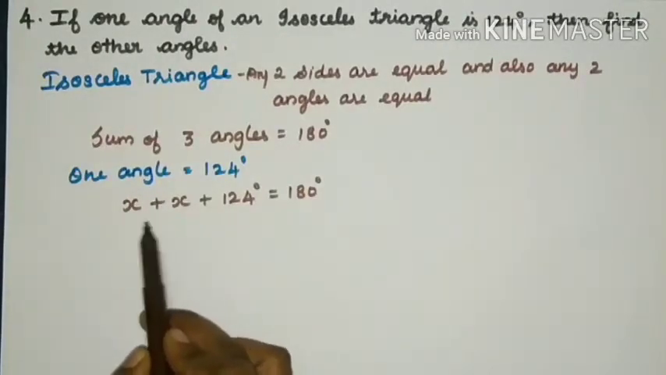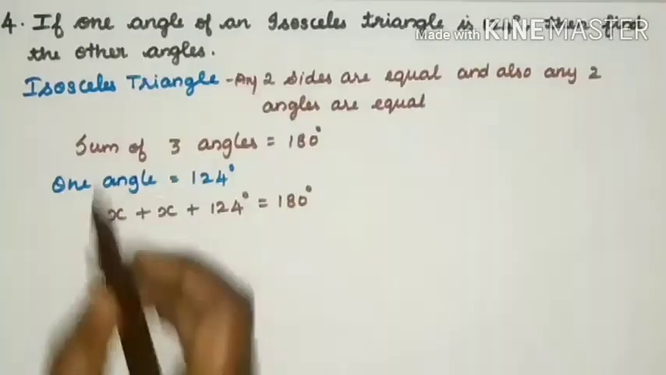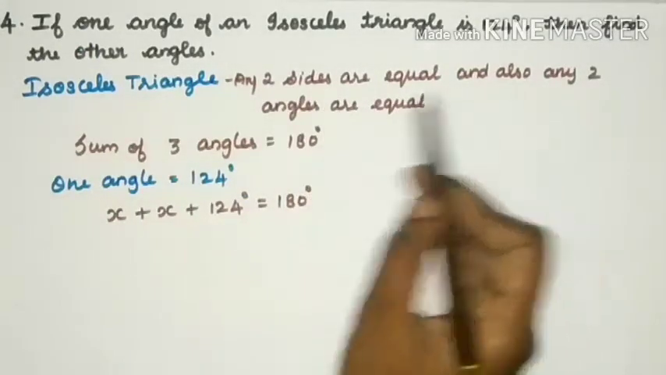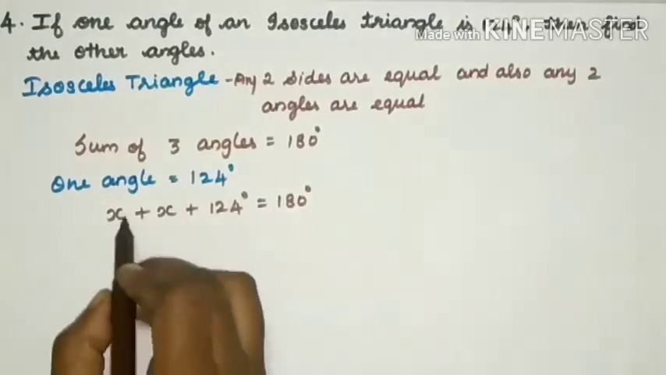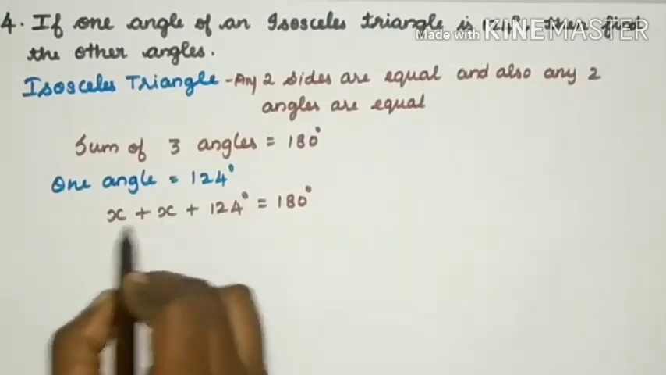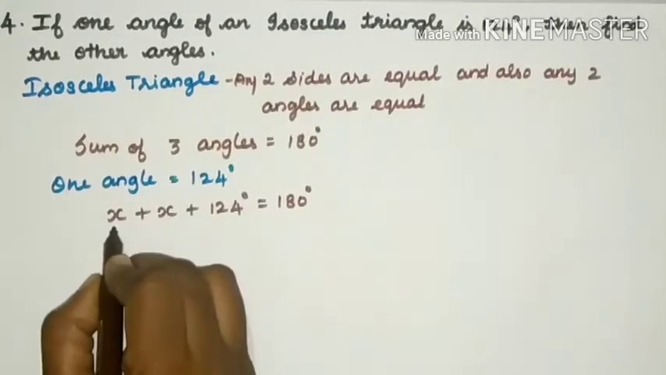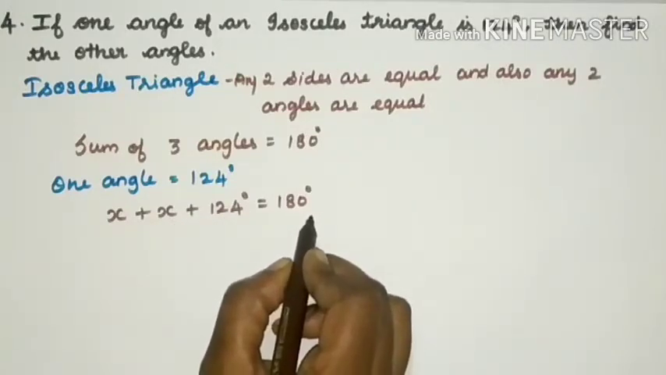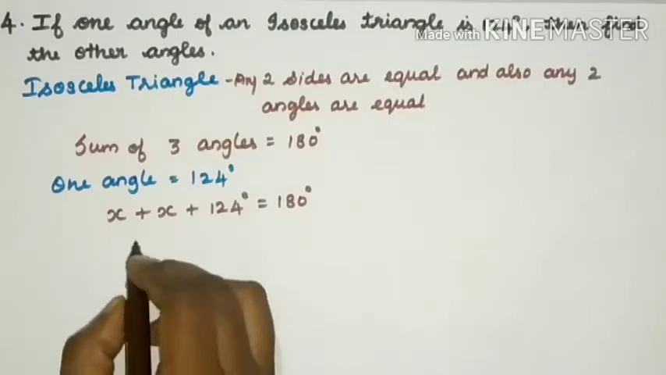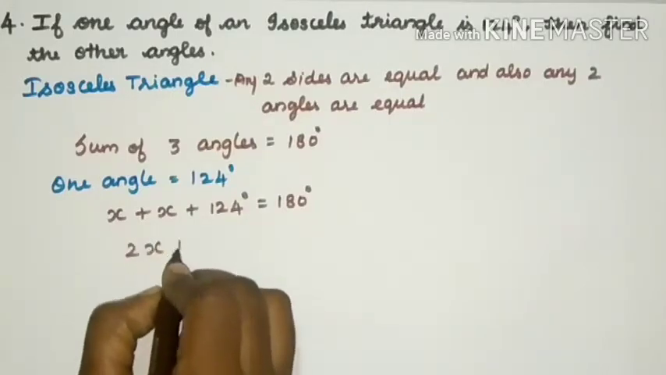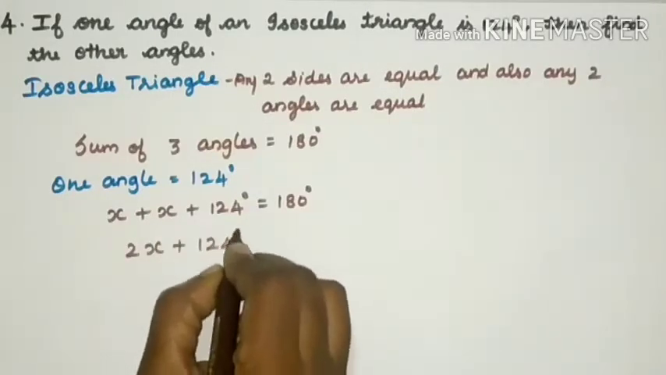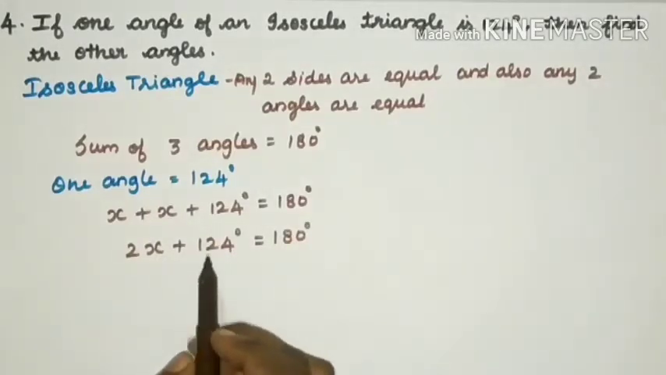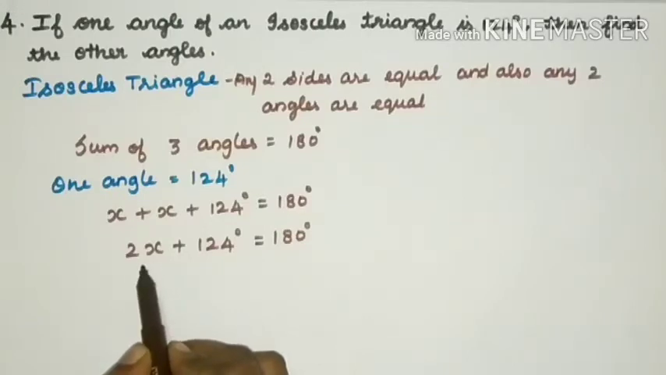Why here am I substituting the same x? Because isosceles triangle means any two sides are equal and also two angles are equal. So, here I substitute the unknown value as the same. x plus x is what? Yes, 2x plus 124 degrees is equal to 180 degrees. Here we have to find the unknown value x only.